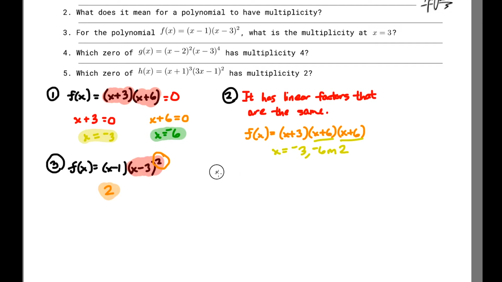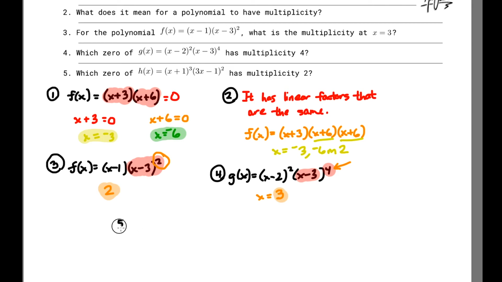Number 4, it says, which zero of g of x has a multiplicity of 4? So let me rewrite this real quick. It's asking which one of them has a multiplicity of 4. Well, here's the 4 right here that tells you this. That means this zero here, whatever I make this to be the zero, is going to have a multiplicity of 4. In this case, it would be 3, because if you plugged in x equals 3 to that, you would get a 0, and it's got a multiplicity of 4 based on that power up there. So that's the answer for number 4.